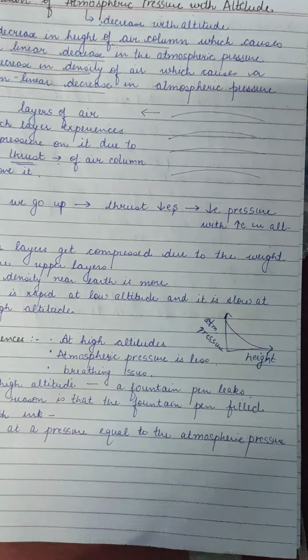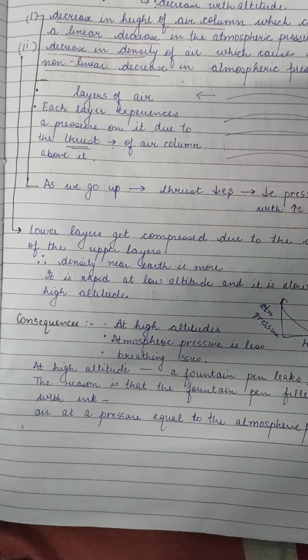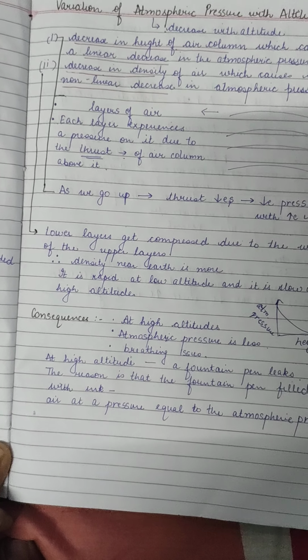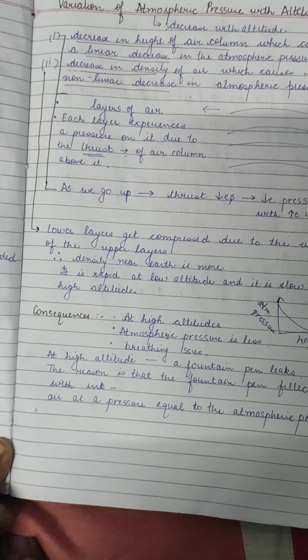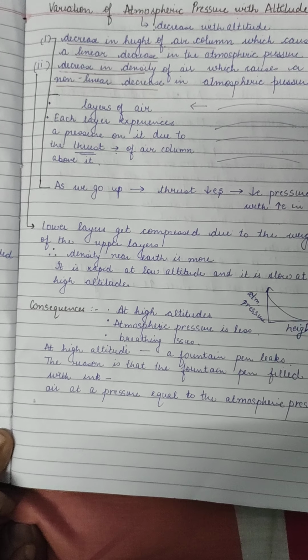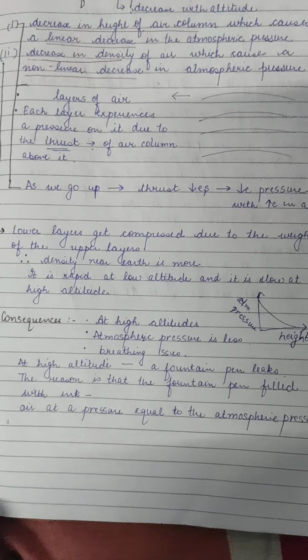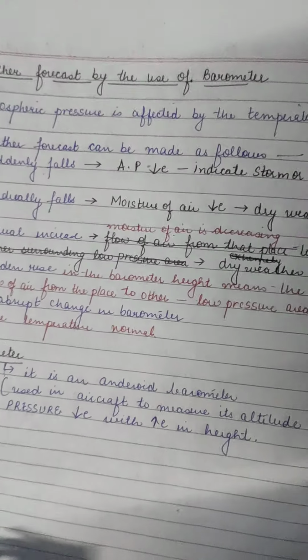Now what are the consequences? At high altitudes, atmospheric pressure is less, I already told you. So breathing issues can be there because you are not getting an optimum amount of air there. Next, a fountain pen will not work at high altitudes because the pressure inside the pen and the pressure outside the pen become equal.